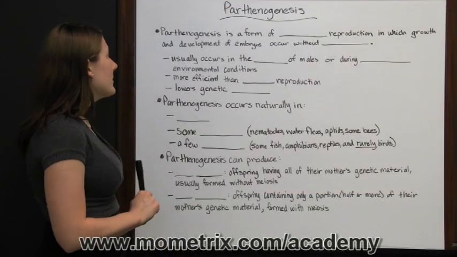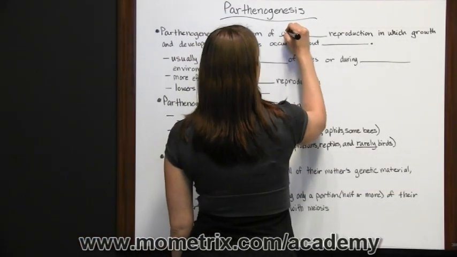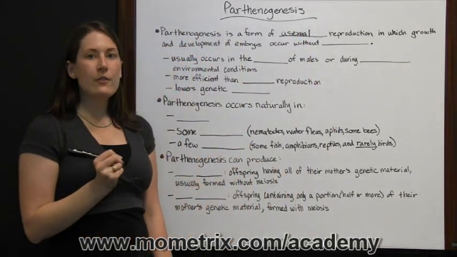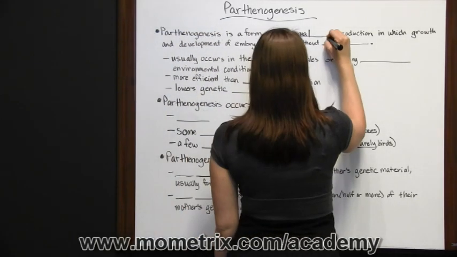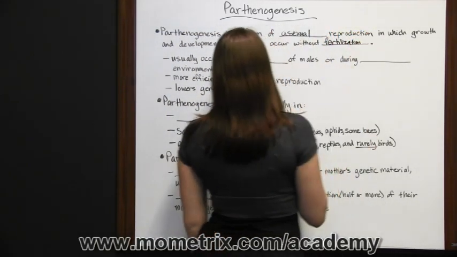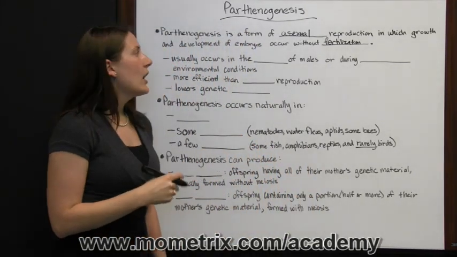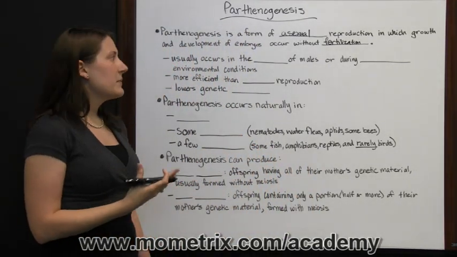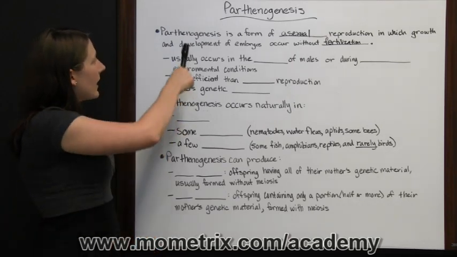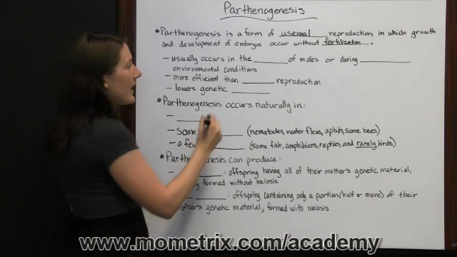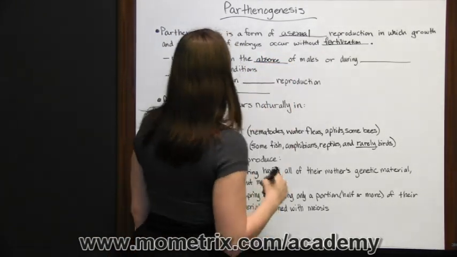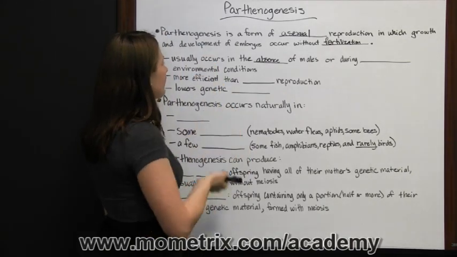Parthenogenesis. Parthenogenesis is a form of asexual reproduction in which growth and development of embryos occur without fertilization. That means that the embryos, or eggs, grow into adult organisms without ever being fertilized, and that is not usually the case. Now, parthenogenesis usually occurs in the absence of males. If there are no males around to fertilize the eggs, then this phenomenon can occur.